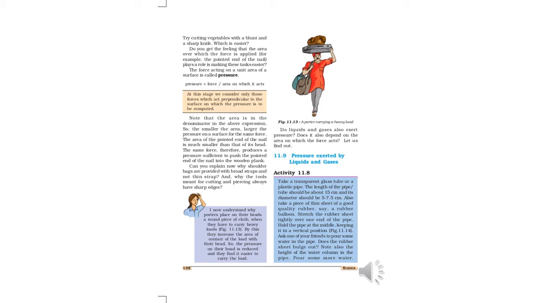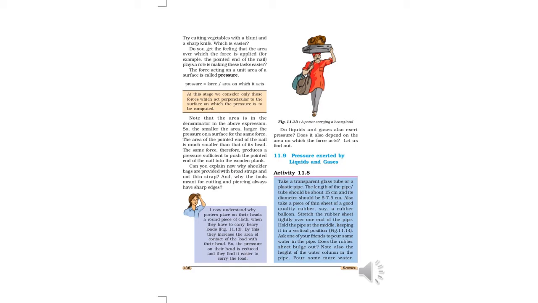The area of the pointed end of the nail is much smaller than that of its head. That's why it can easily pierce into the wall or the wooden plank. The same force therefore produces a pressure sufficient to push the pointed end of the nail into the wooden plank. So if the end of the nail is not pointed, if it is blunt, then we cannot insert it into the wooden plank.